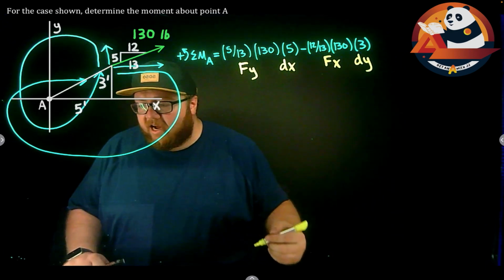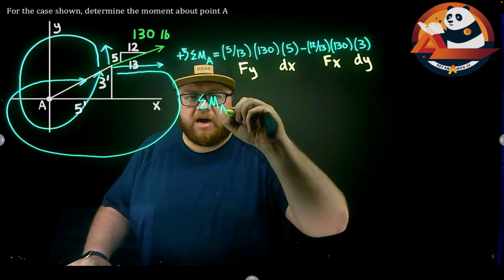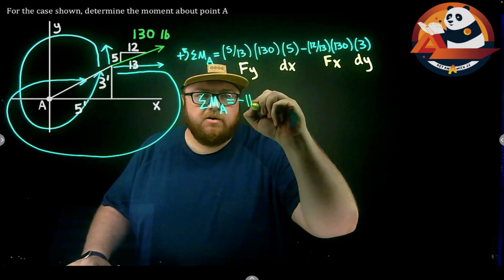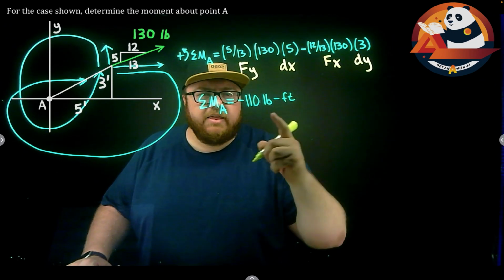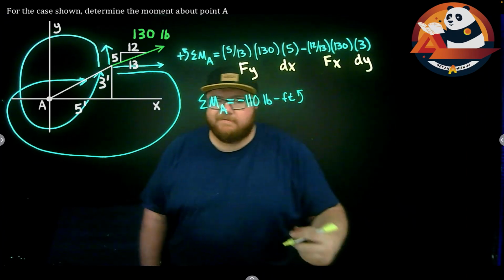If I add that up, though, I'm going to get that my total sum of my moments about point A is negative 110 pound-feet. And that's negative when I assume this was going counterclockwise for everything.